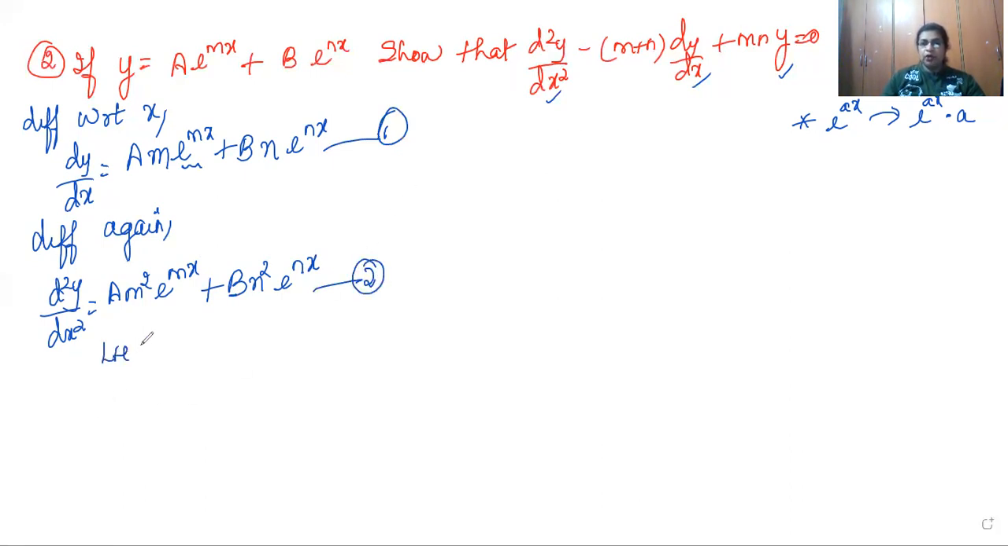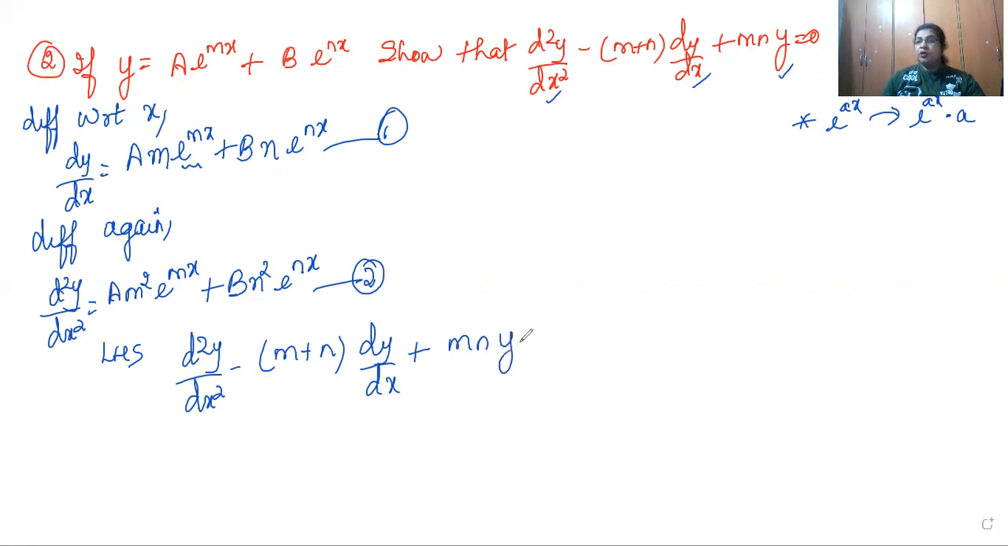So on the left hand side, what do you get? d²y/dx² minus (m plus n) into dy/dx plus mn into y. Don't take it equal to 0; you have to prove it is equal to 0. So write equation 2 here.